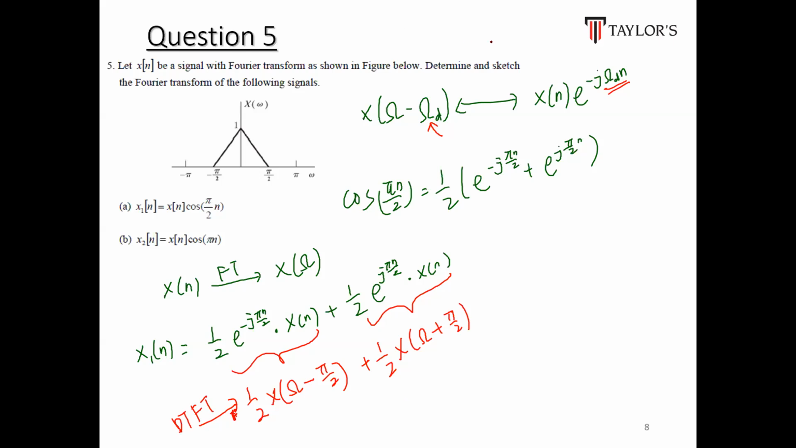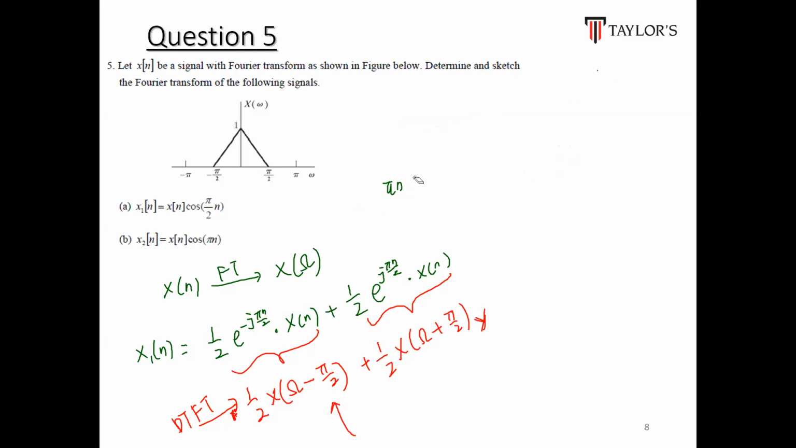Now it says determine and sketch. Determine means this one already; this is the final answer for determine. Sketch, what does it mean? Let me erase everything else so that I can sketch it here. I have omega and the magnitude axis. Initially it is here from pi over 2 to negative pi over 2.